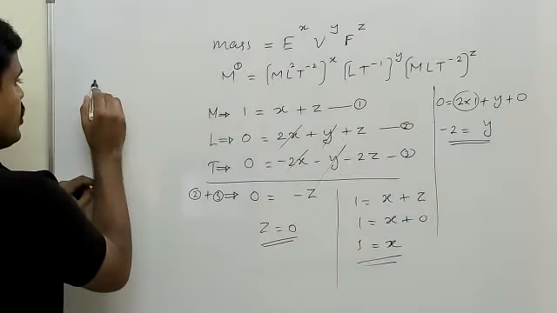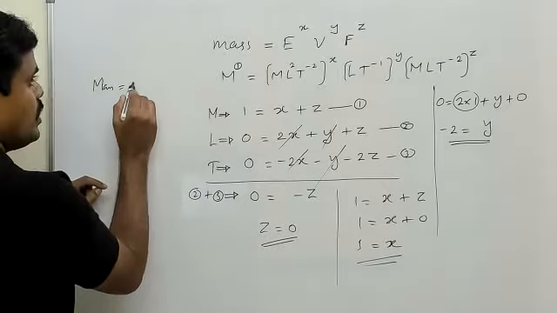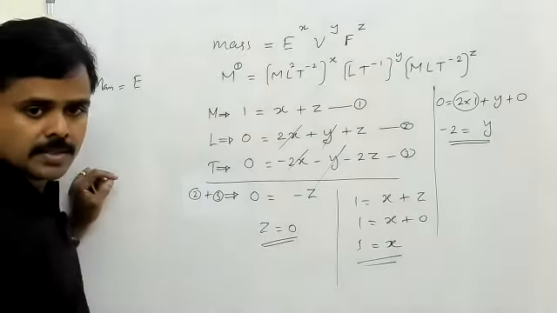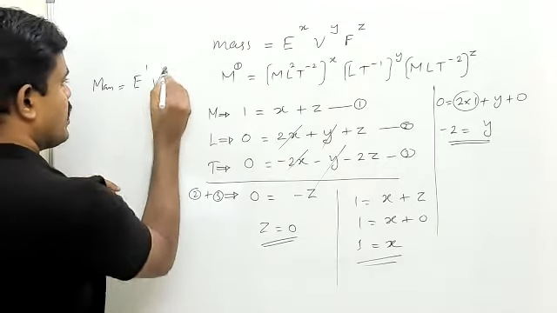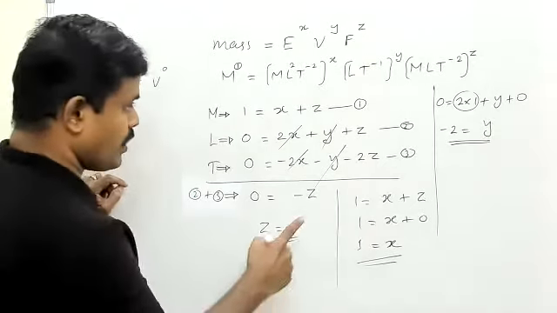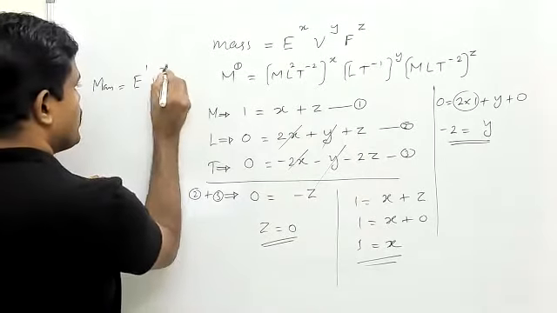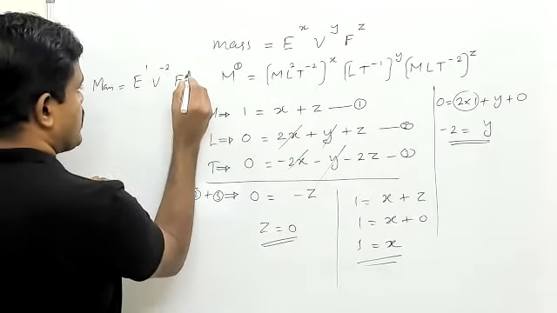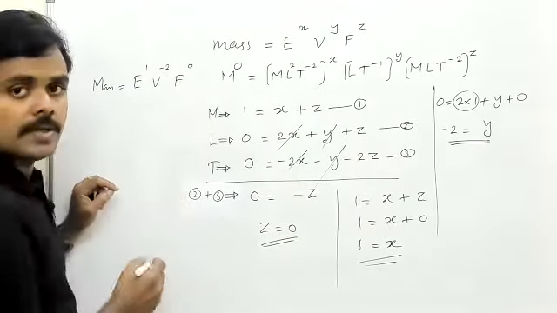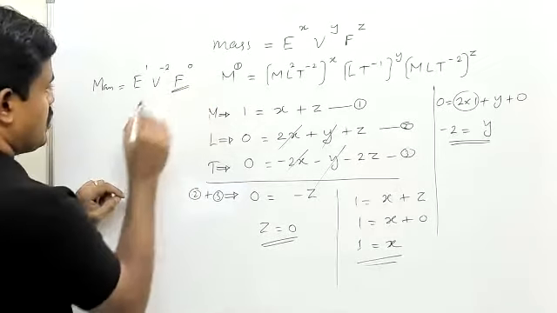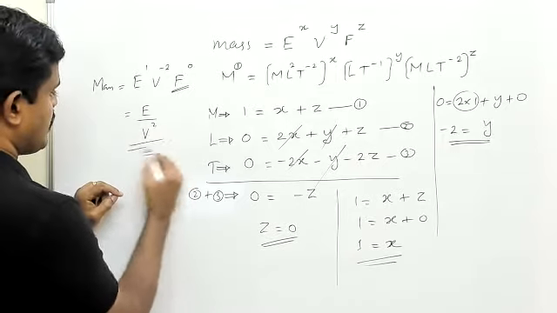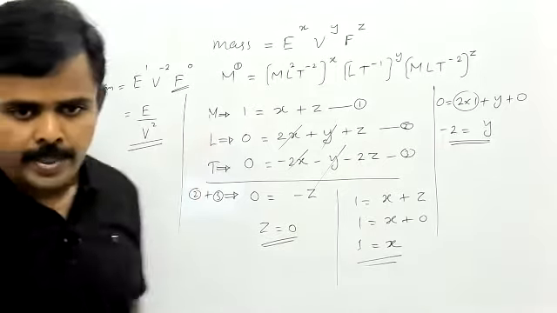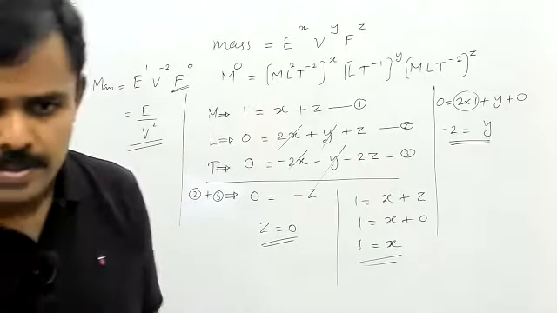I can put it over here. So mass is represented how? E raised to x, x is 1. V raised to y, y is 0. Oh, y is not 0, y is minus 2. And then force raised to z, z is 0. F raised to 0 is 1. Any number raised to 0 is 1. So what do we get? E by V square will be the final answer. E by V square. Did you understand this?